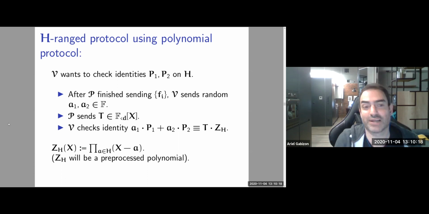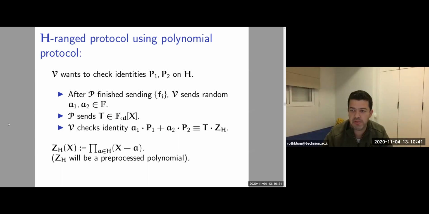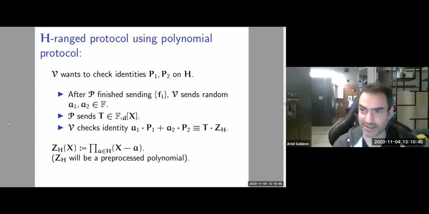All right, so the cost here: I don't need to pay for ZH because that can be a pre-processed polynomial. What I do need to pay for here is sending T. Ariel, shouldn't the degree of T be something like the degree of the Pi's minus H? Exactly, yeah.